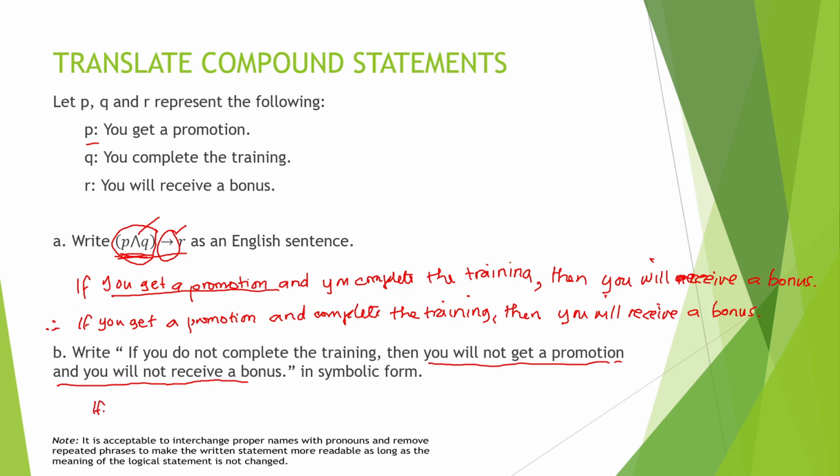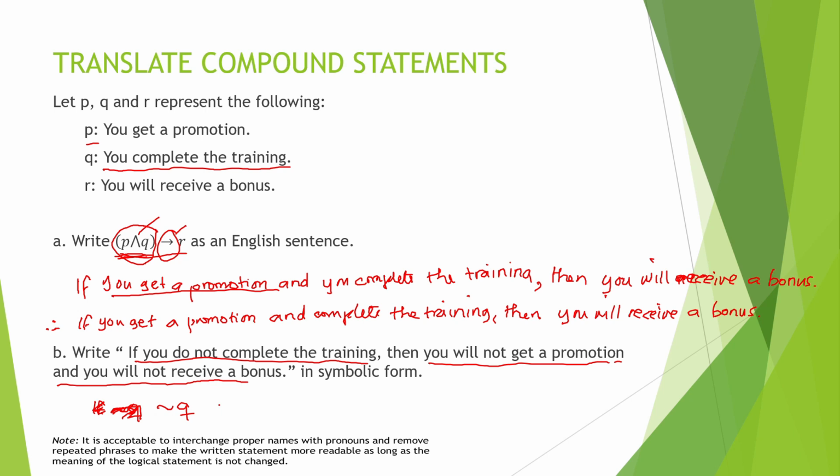If you did not complete the training, so this one, complete the training, therefore if not, that is Q. If Q, or we could remove this one: if you did not complete the training, the symbol for this one is not Q. Okay, not Q.